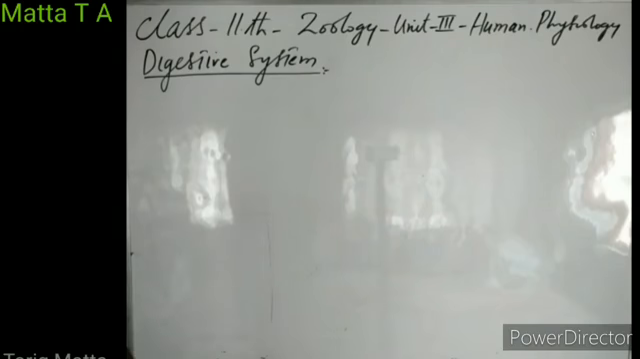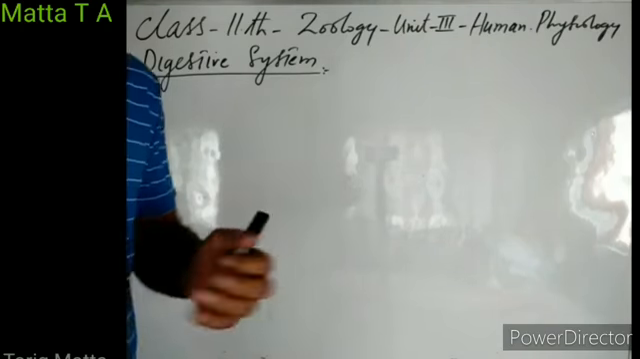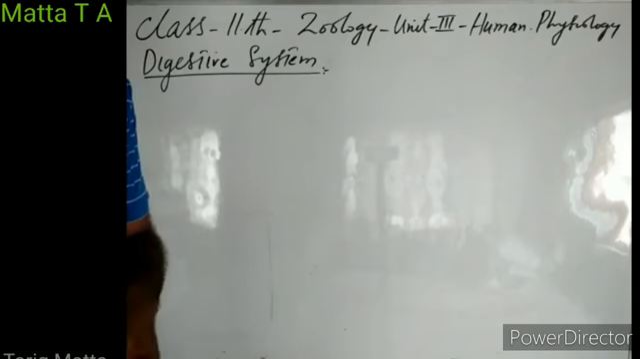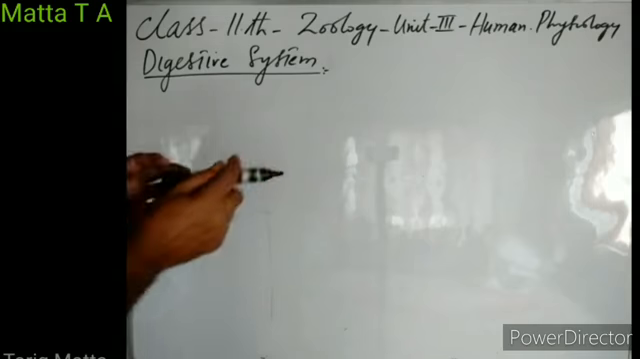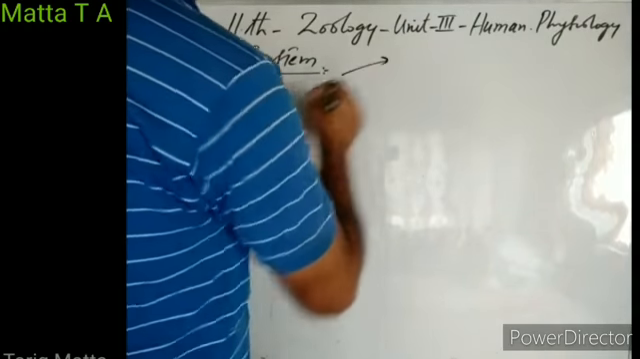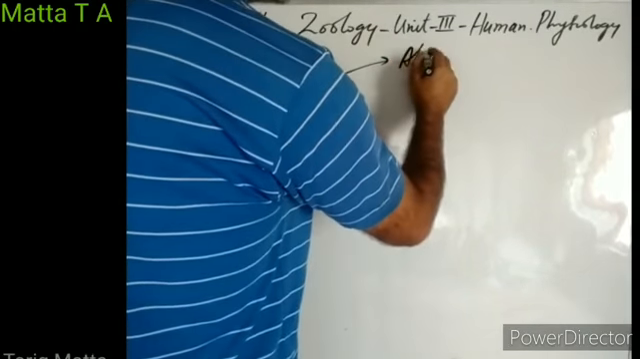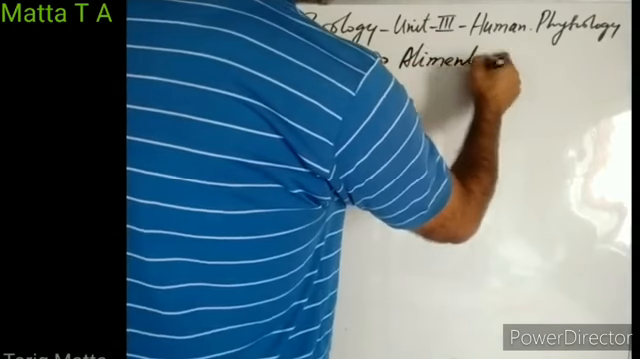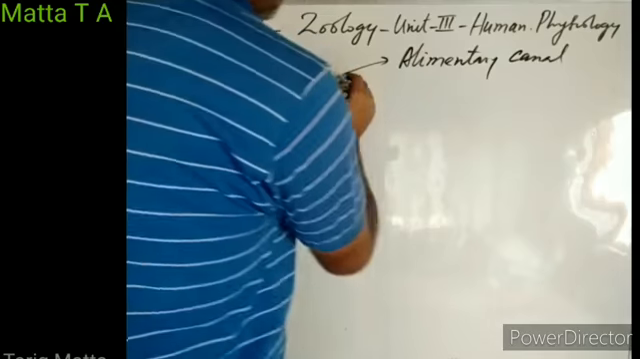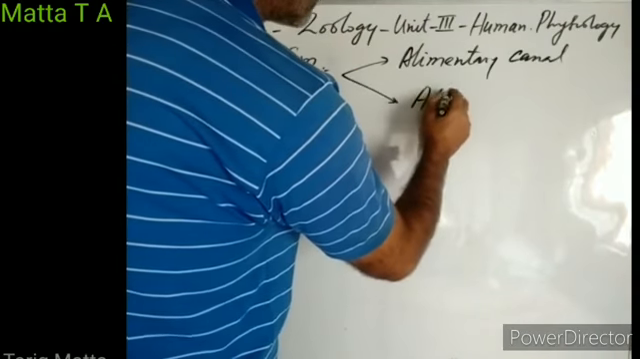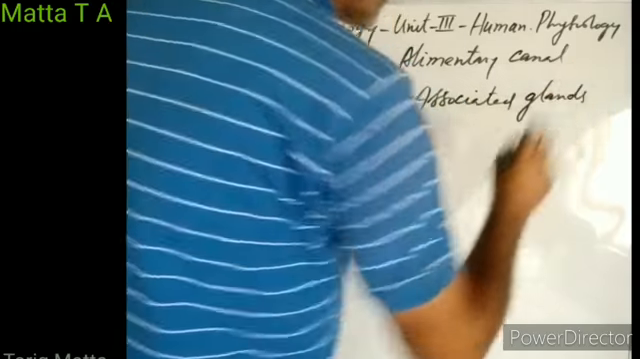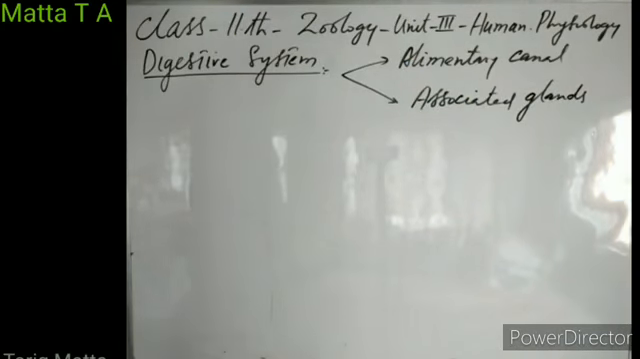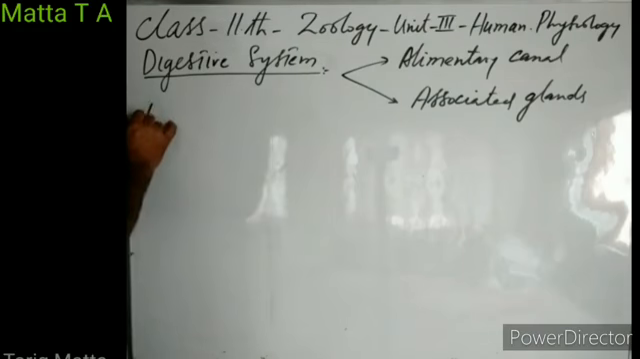You all know that the digestive system is concerned with the process of ingestion of food, digestion of food, absorption of food, right? So the digestive system we can divide into two parts: alimentary canal and its associated glands. So first we will start with the alimentary canal.